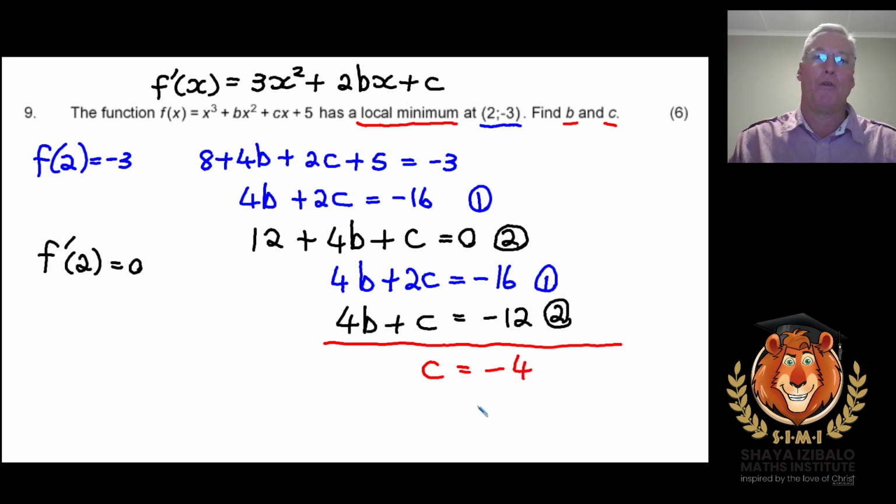If c equals minus 4, I can sub it in anywhere, all right? And in fact, I get b. If c is minus 4, this will become 12 minus 4. I'll get 8, which means that b must be minus 2.